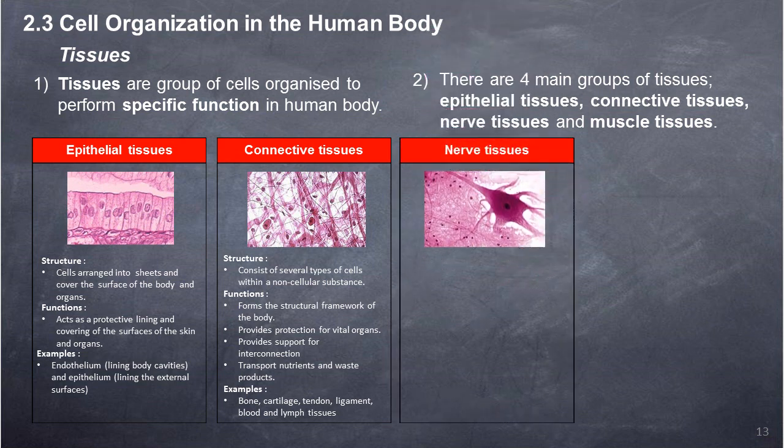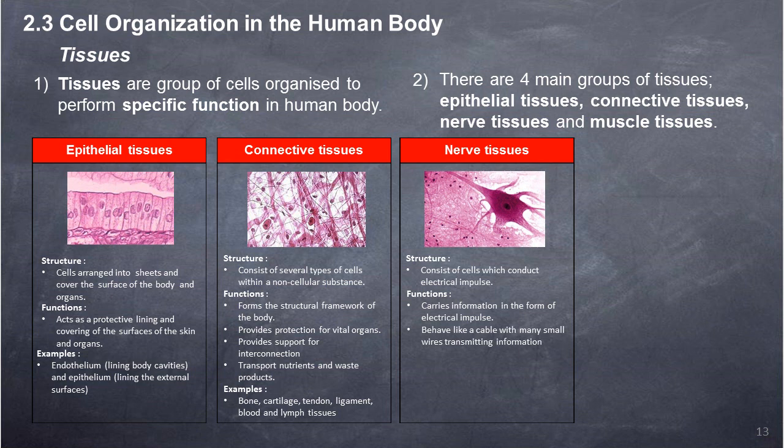Nerve tissues. Structure: consist of cells which conduct electrical impulses. Functions: carries information in the form of electrical impulses. Behave like a cable, with many small wires transmitting information to the central nervous system, CNS, and from the CNS to the different parts of the body. Examples: nerve tissues in the brain and the spinal cord.